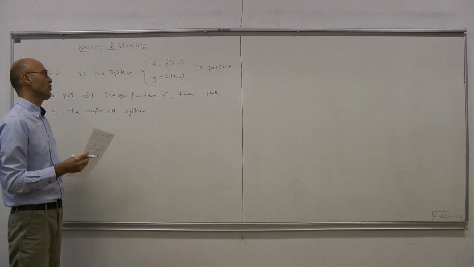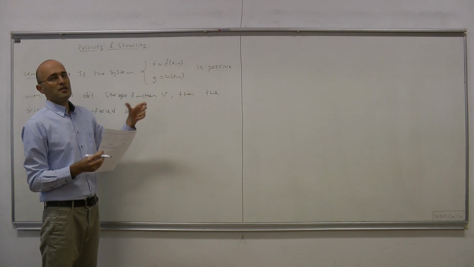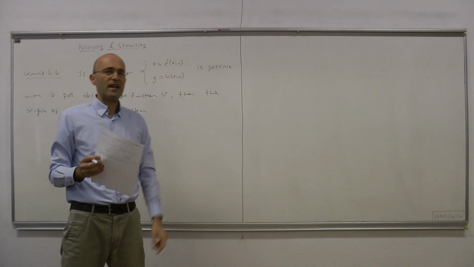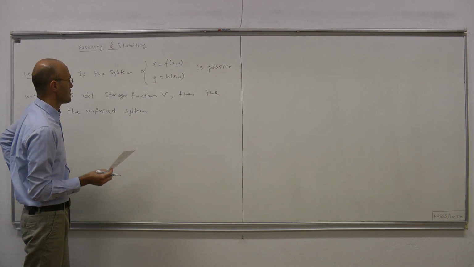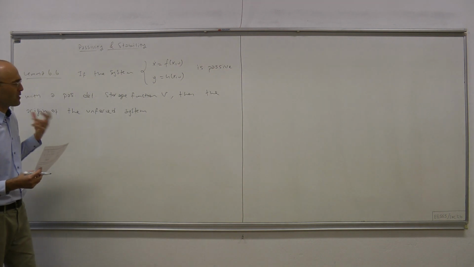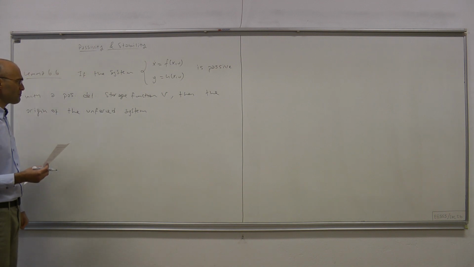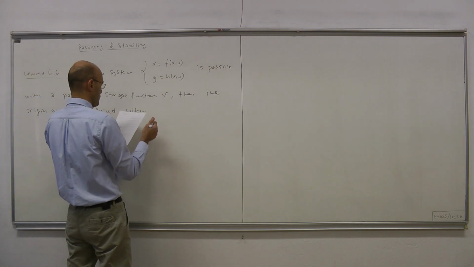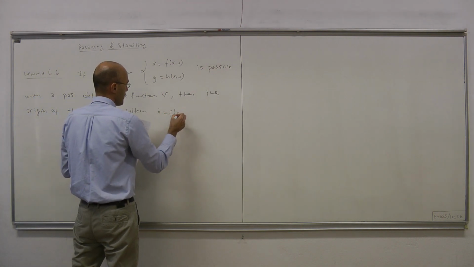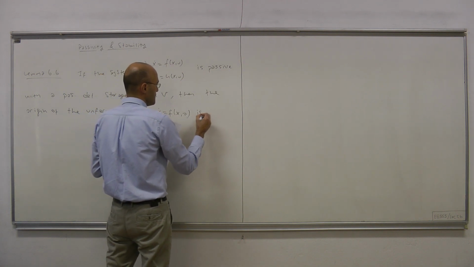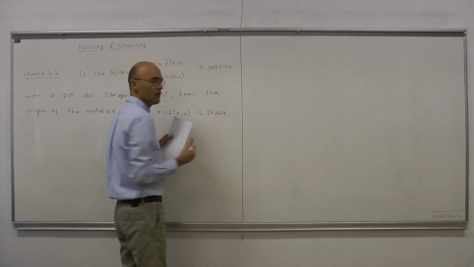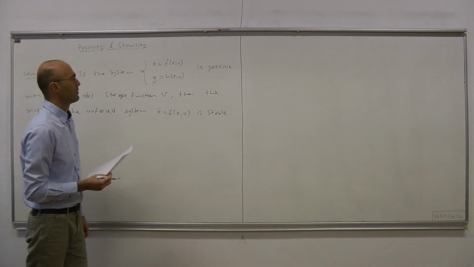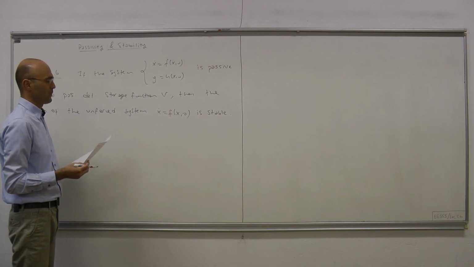so it's identically 0 for all times, becomes the x dot equals f(x) type autonomous system, and then the stability of the origin of that system is guaranteed when this condition is satisfied. The unforced system x dot equals f(x,0) is stable. That is, solutions starting close to the origin remain close to the origin for all future times.